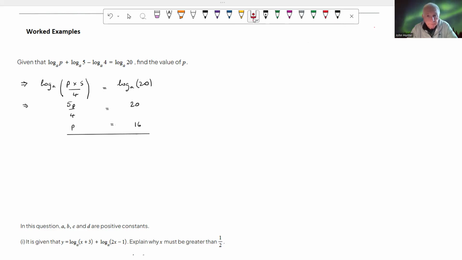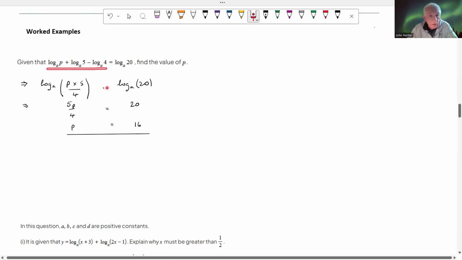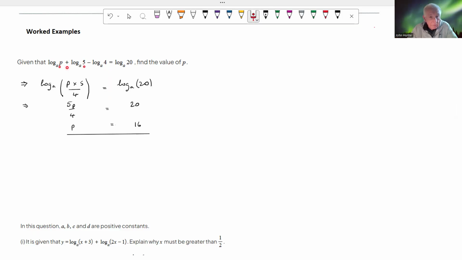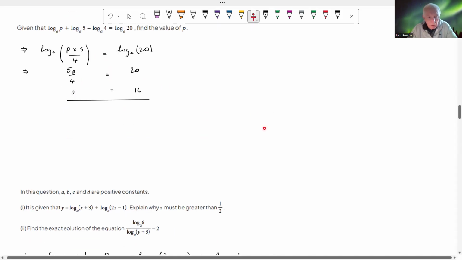Here we go. First of all, given that log base a of p plus log 5 minus log 4 equals log 20, find the value of p. We're just going to apply our log rules to these, so we can put all of these into a single argument, which is p times 5 divided by 4, p times 5 over 4, equals log a of 20. Therefore we can equate the arguments, and that simply gives us p equals 16. Okay, so that's fairly straightforward.